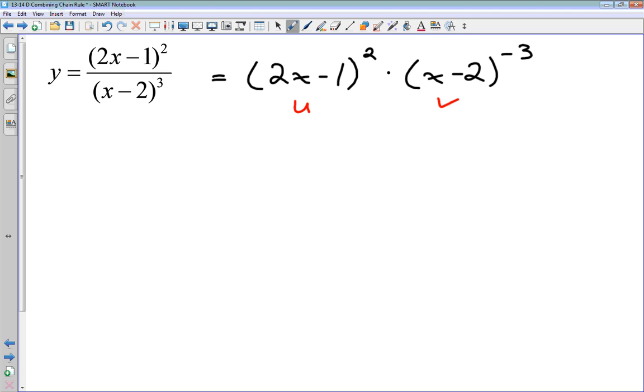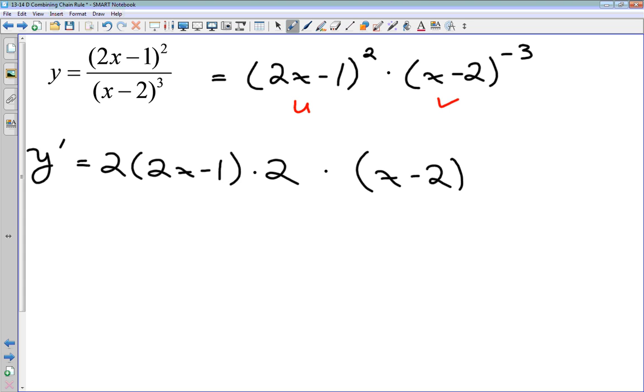So we know we have u and v for our product rule. Each of u and v are going to be composite functions, so we have to use the chain rule for both of them. But we're so good at this by now that we can just jump right to our derivative. Derivative of u, bring down the 2, keep the inside the same, subtract 1 from the exponent, multiply by the derivative of what's inside. So we get 2 times 2x minus 1 times 2. This has to get multiplied by our original function v, x minus 2 to the negative 3.